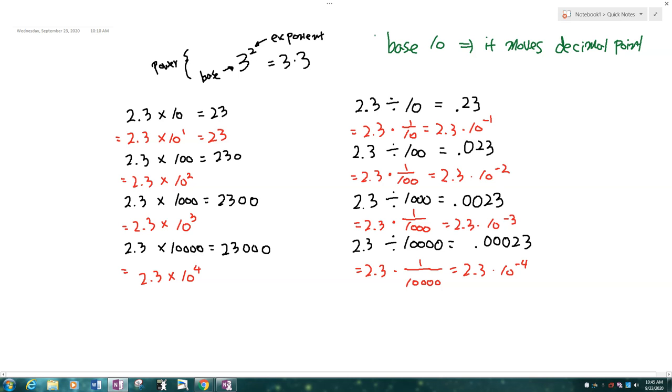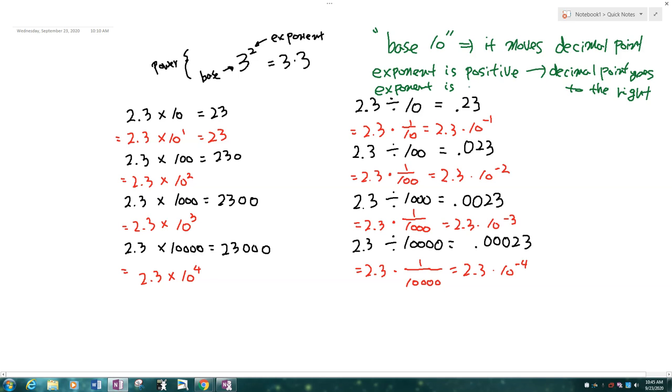So base 10 is a special character. What it does is it moves the decimal point. If the exponent is positive, then the decimal point goes to the right. And if the exponent is negative, what do you think? The decimal point goes to the left. So I will show you.